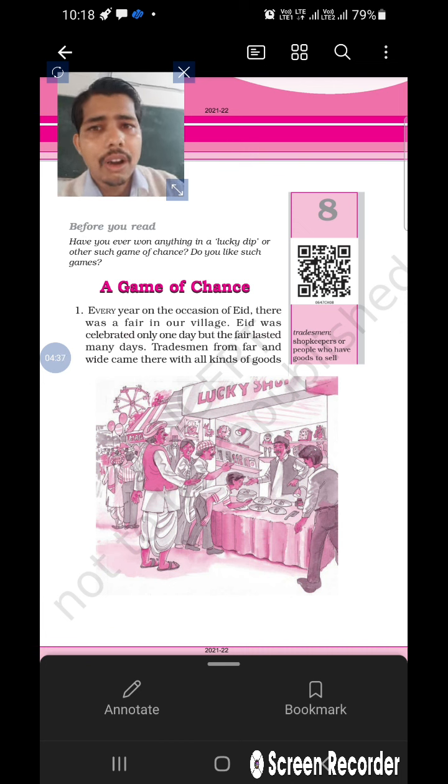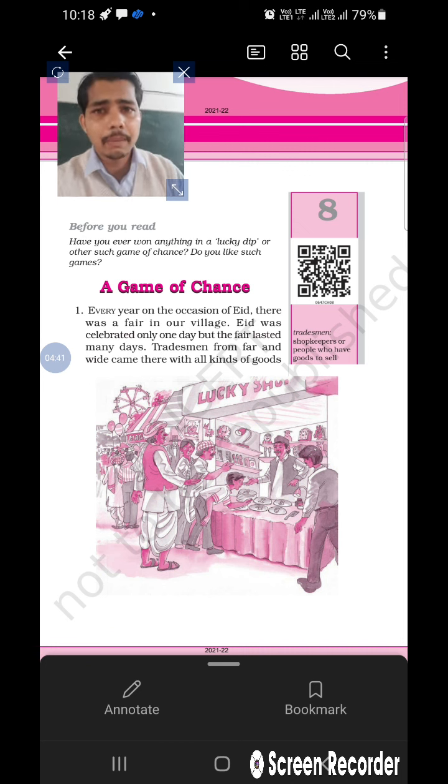A game of chance means a game of opportunity, a play of opportunity. Suppose you got the opportunity to do anything, as I got the opportunity to run the online classes. In the same way, if you get any opportunity, you will not let that opportunity slip from your hand. Chance means opportunity. Game means play. A play of opportunity, a game of chance.